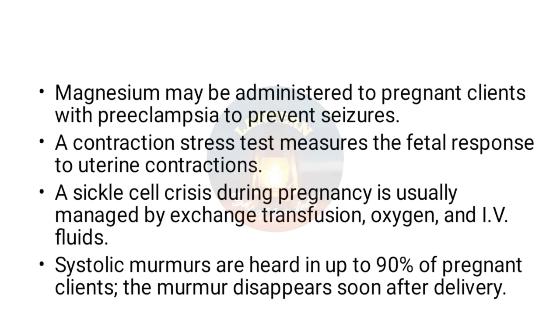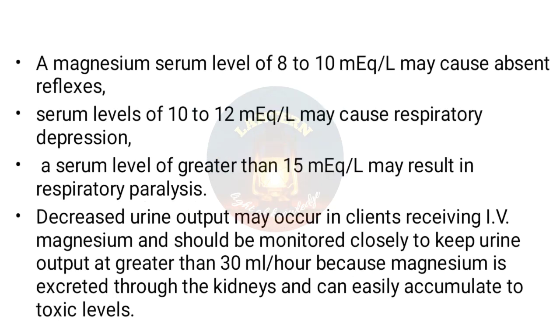Systolic murmurs are heard in up to 90% of pregnant clients. The murmur disappears soon after delivery. A magnesium serum level of 8 to 10 milliequivalents per liter may cause absent reflexes. Serum levels of 10 to 12 milliequivalents per liter may cause respiratory depression. A serum level of greater than 50 milliequivalents per liter may result in respiratory paralysis.